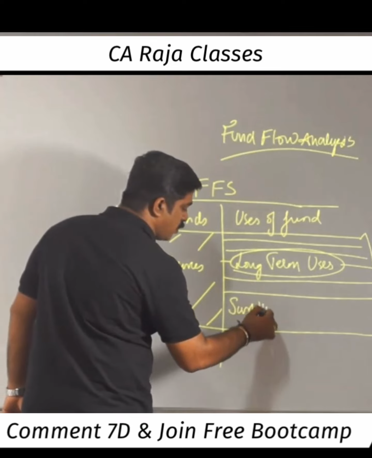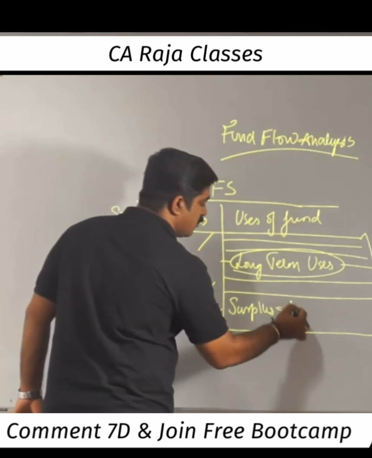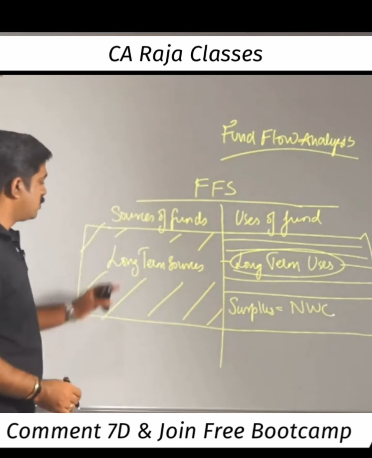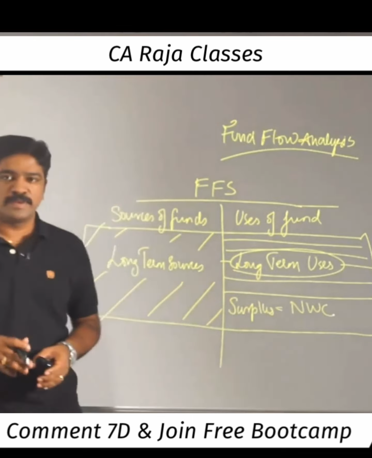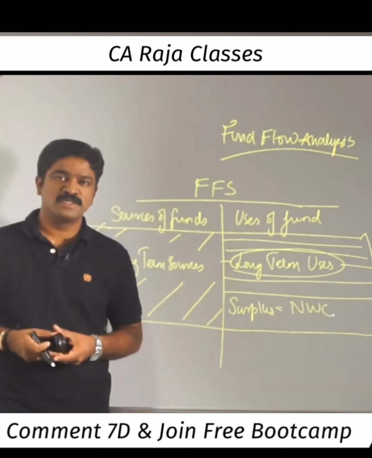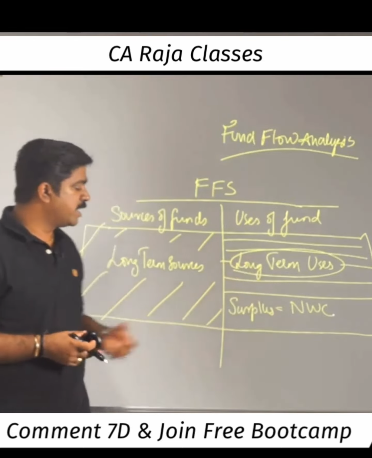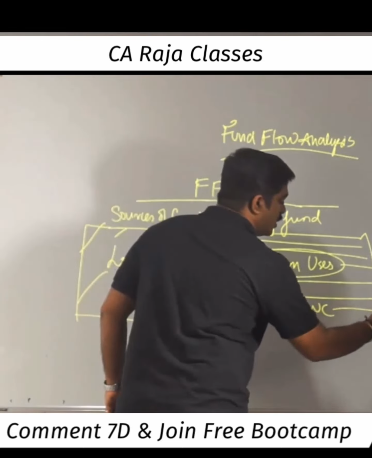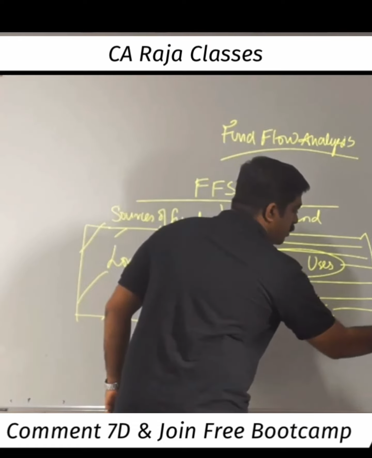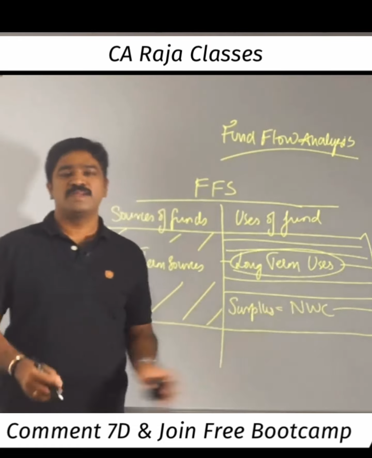This surplus of long-term sources over long-term uses, we call it as net working capital. And this is the position which every organization should try to achieve. Because they should have more sources, less long-term uses, and there can be some surplus. This surplus will go for funding current assets over and above current liability. That is current asset minus current liability. So we are calling it as net working capital.